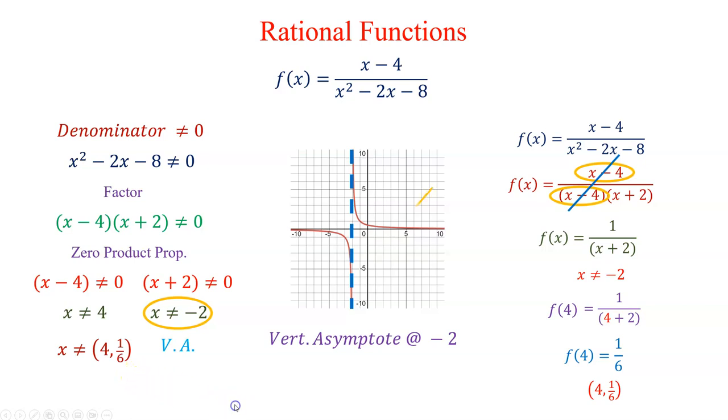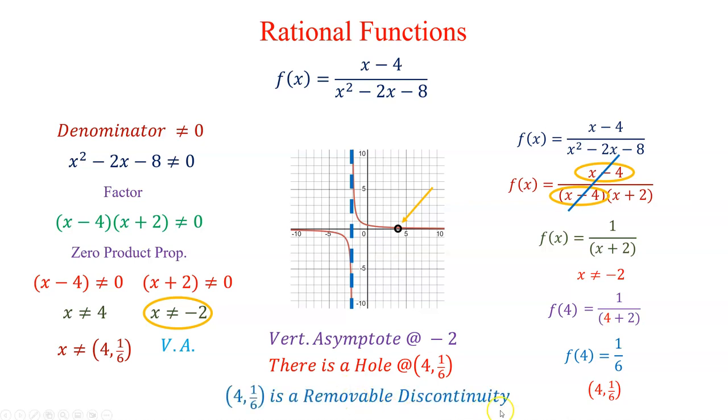So what will happen is at (4, 1/6), we will remove that point from the original graph. So there's a hole at (4, 1/6), or what's sometimes called a removable discontinuity. So again, a hole is a point that was in the original graph that will be removed.